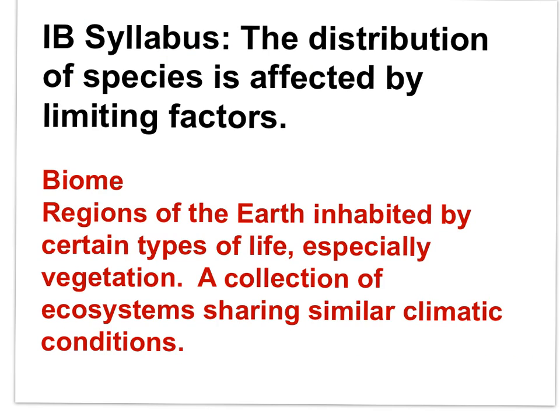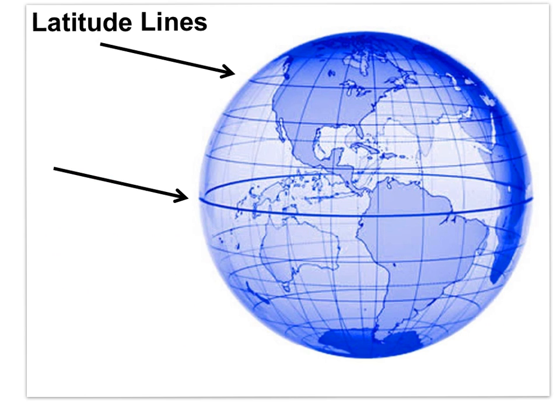Here's an IB syllabus statement. The distribution of species is affected by limiting factors. Keep in mind that a biome are regions of the earth inhabited by certain types of life, especially vegetation, a collection of ecosystems sharing similar climatic conditions. The climatic conditions determine the location of a biome, but most importantly, rainfall and temperature influence the presence or absence of species in a location. Rainfall and temperature would be limiting factors.